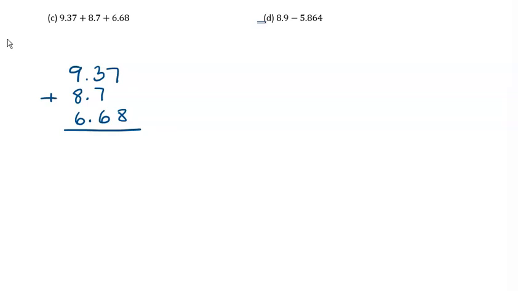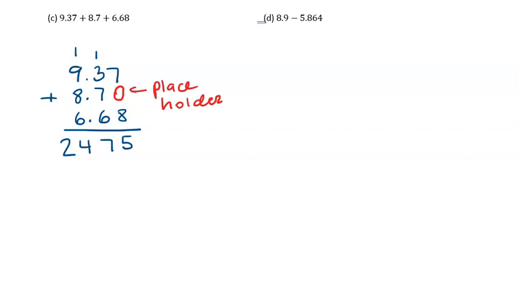Notice that my second number is a little bit shorter than the other two. And if that happens, I can always use 0 as the placeholder. Now I'm going to add 7 plus 0 plus 8, that's 15. I'm writing 5, carrying over 1. 3 plus 7, that's 10, plus 6, it's 16. 16 plus 1, 17. I'm writing 7, carry over 1. And finally 9 plus 8, that's 17, plus 6, 23, plus 1, 24.